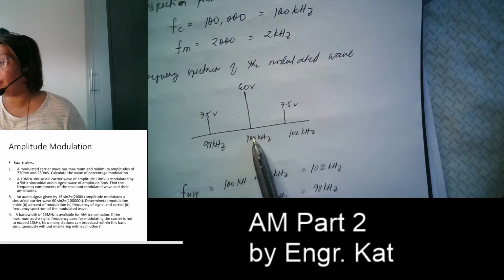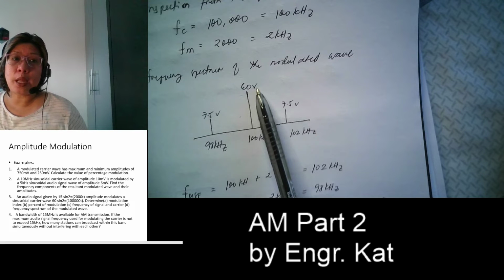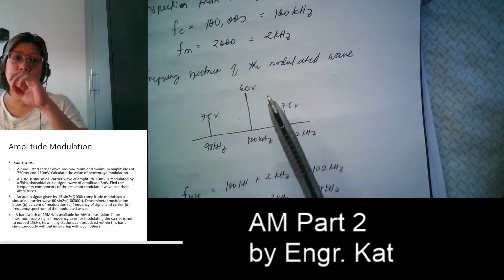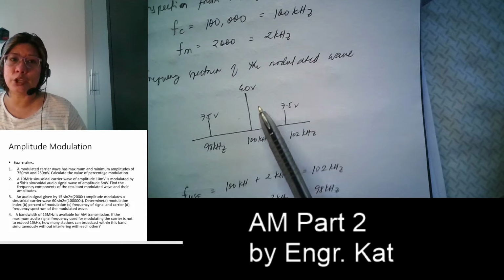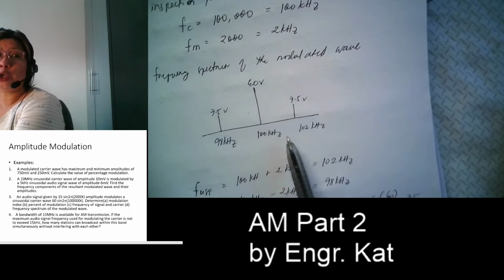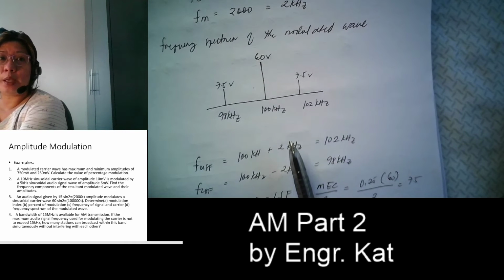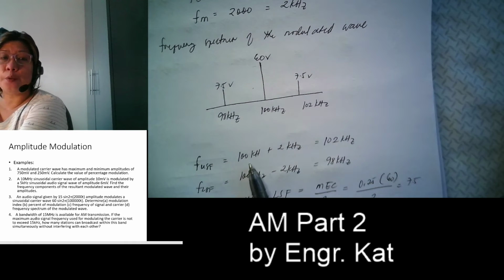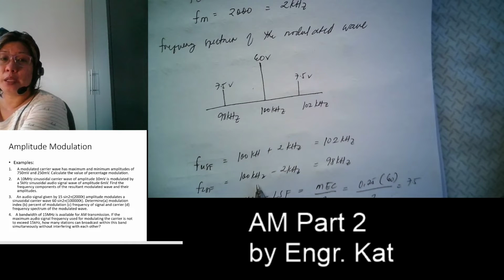Okay, so the frequency spectrum, how do we draw the frequency spectrum? So this is your carrier with an amplitude of 60 volts. It's not mentioned in the problem that it is volts, but automatically it's a voltage class. So this is at 100 kilohertz. So your upper frequency is 102. Where did we get 102? This is the sum of your carrier and your modulating frequency. Where did we get 98? It is the difference between 100 and your 2 kilohertz.